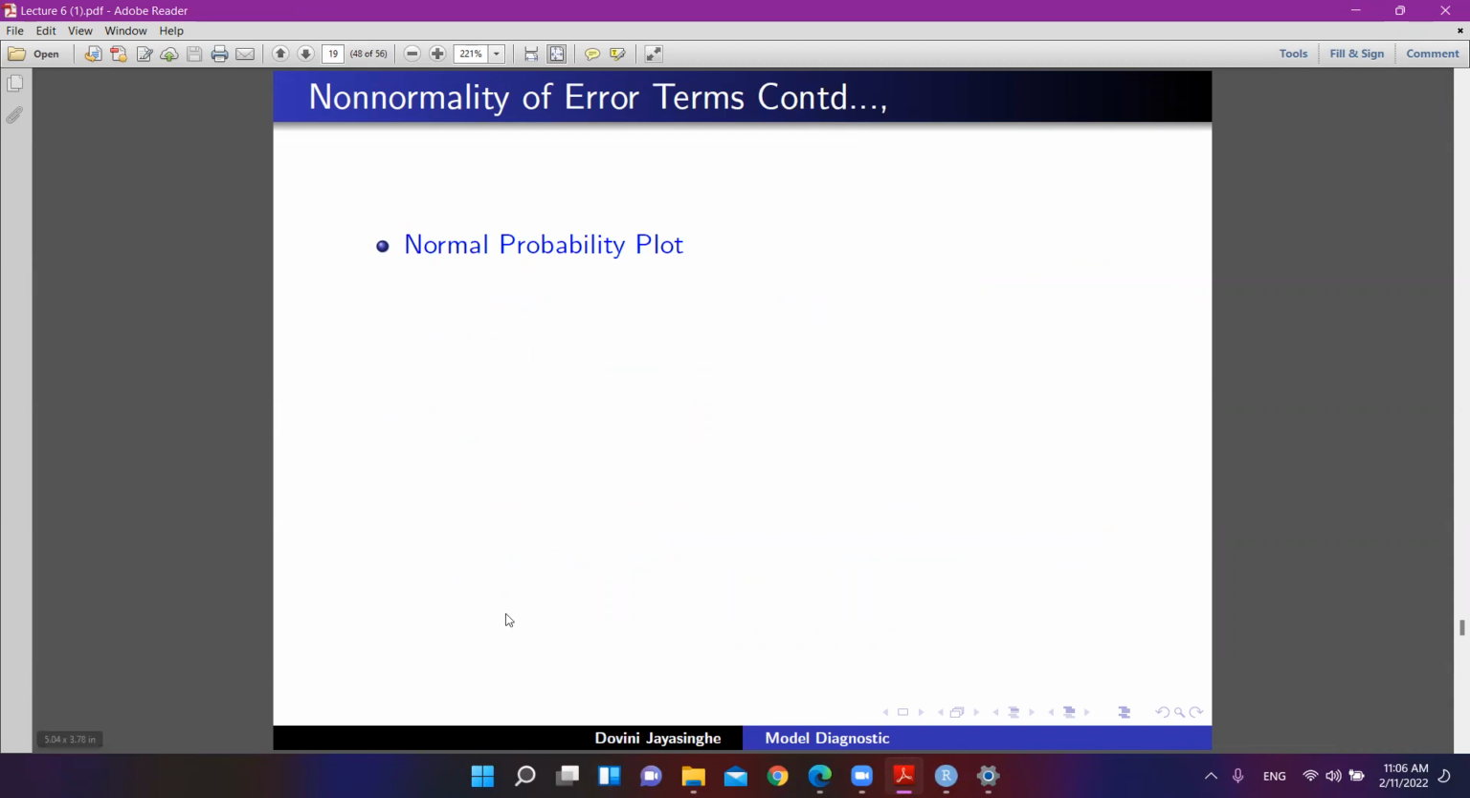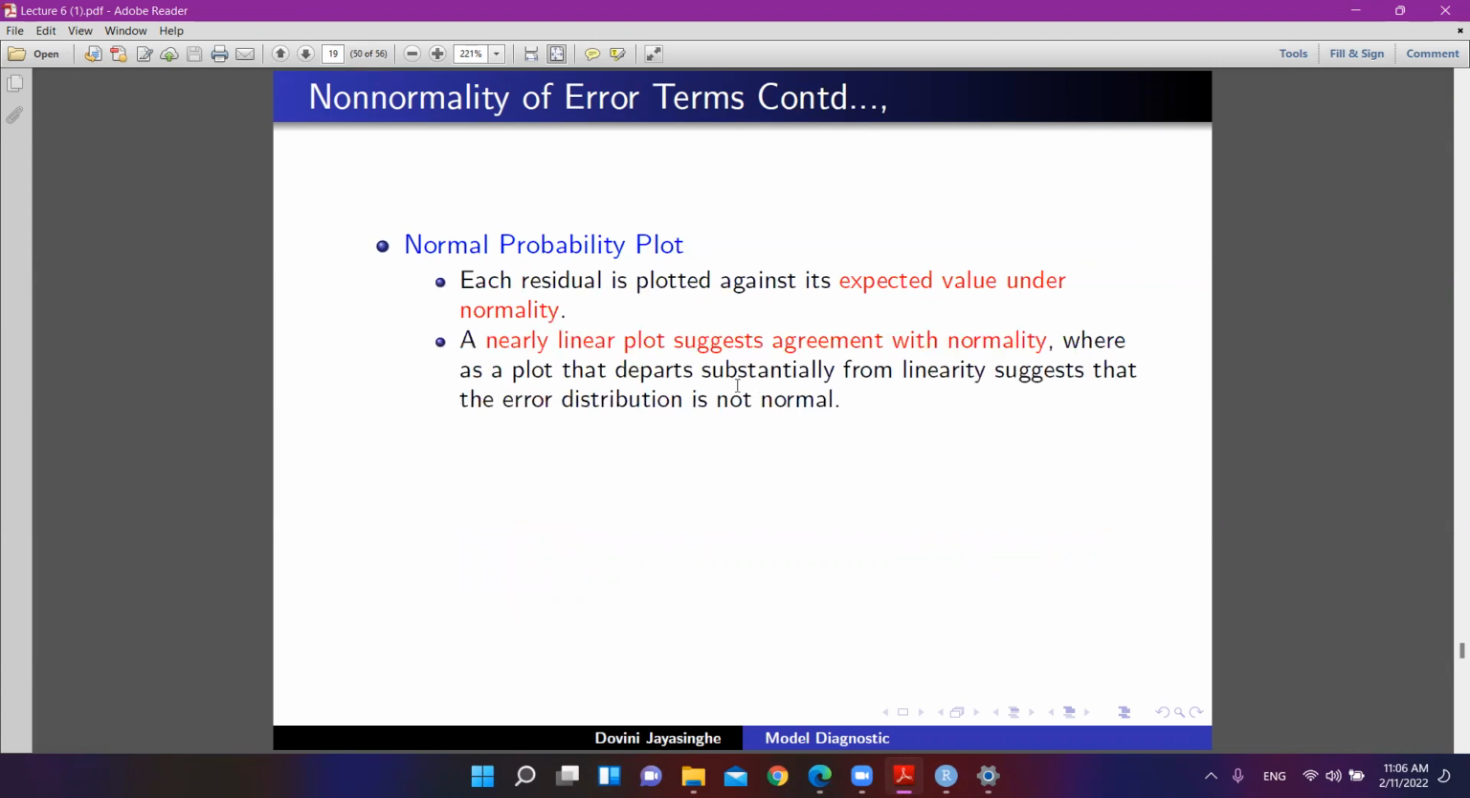Normal probability plot. Each residual is plotted against its expected value under normality. A nearly linear plot suggests agreement with normality. So here we are getting sort of a diagonal line, and all the points follow it. This is the QQ plot, the quantile plot that I'm talking about. We plot the theoretical quantiles against the actual quantiles, the quantiles of the residuals of the data set. And it should go in a diagonal line to approximate normality.